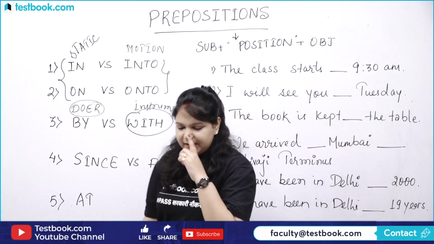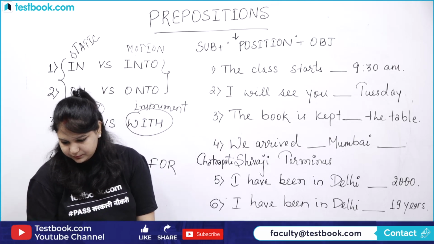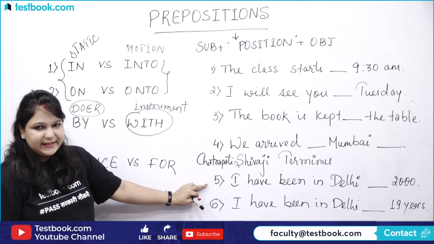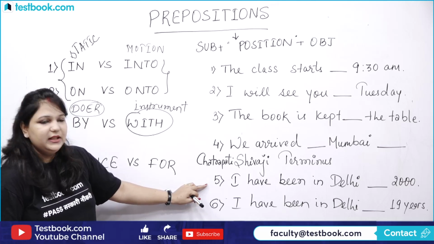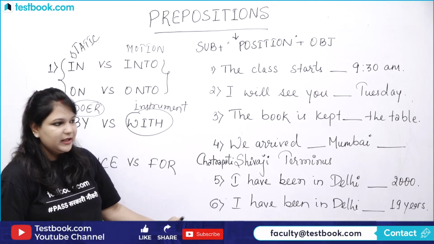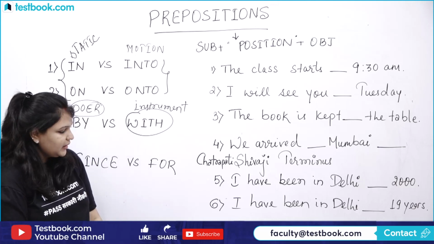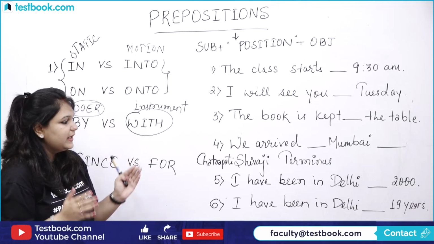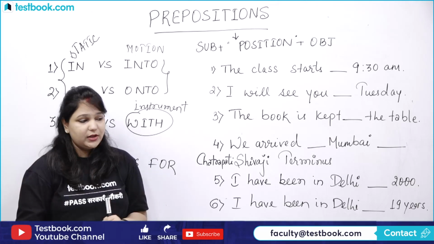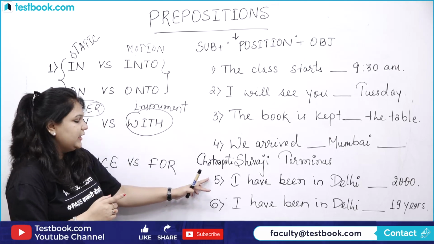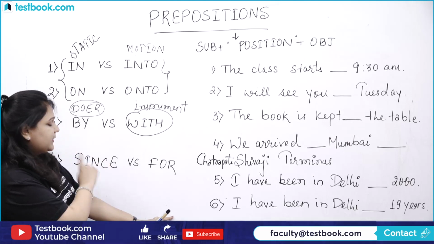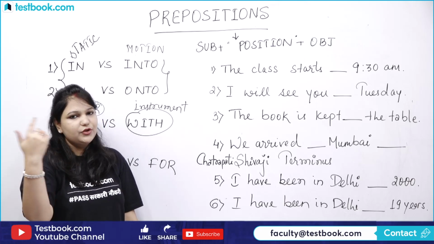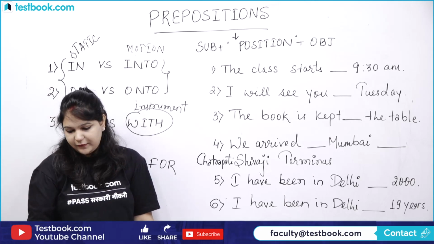Example number 5 and 6, everybody. The fifth example says, I have been in Delhi dash 2000. 2000 is the year's name. In the sixth example, you can see, I have been in Delhi blank 19 years. So 19 years is the duration. So fill in these two blanks with either since or for. You can write your answers in the comment boxes, 5 since or for, or 6 since or for.